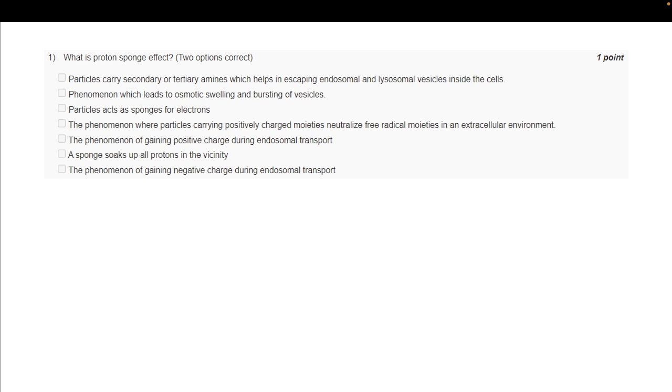Option 1 and 2. Particles carry secondary or tertiary amines which help in escaping endosomal and lysosomal vesicles inside the cells, and it leads to osmotic swelling and bursting of vesicles. Okay, we have one answer.